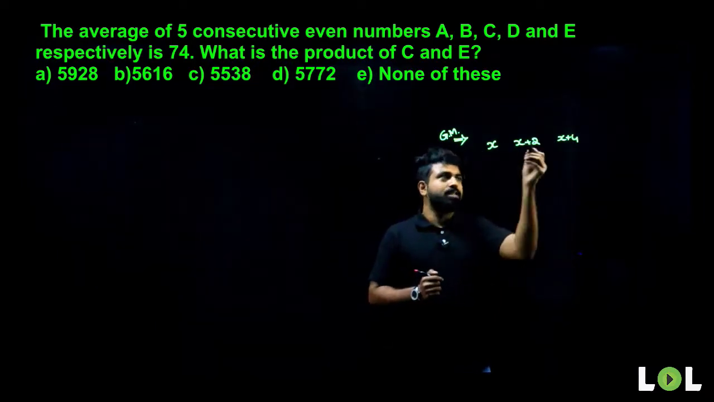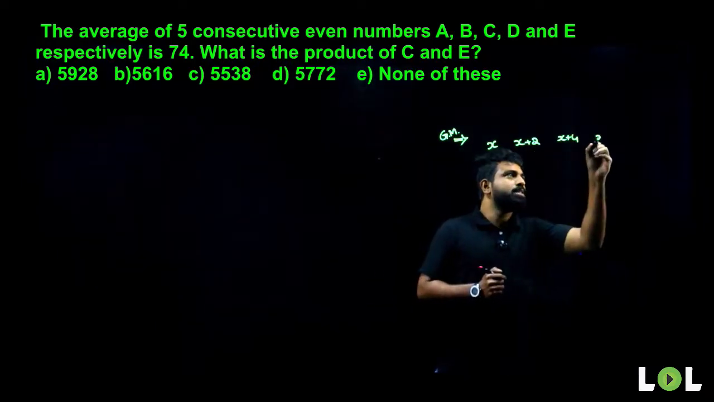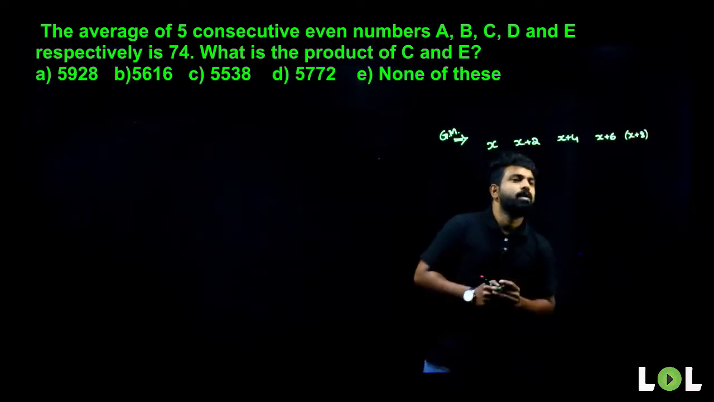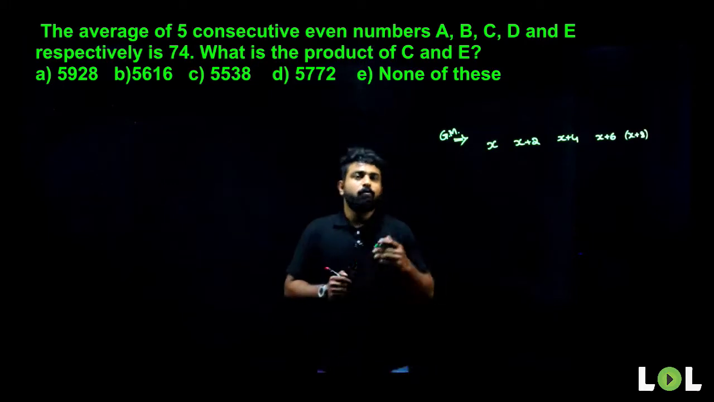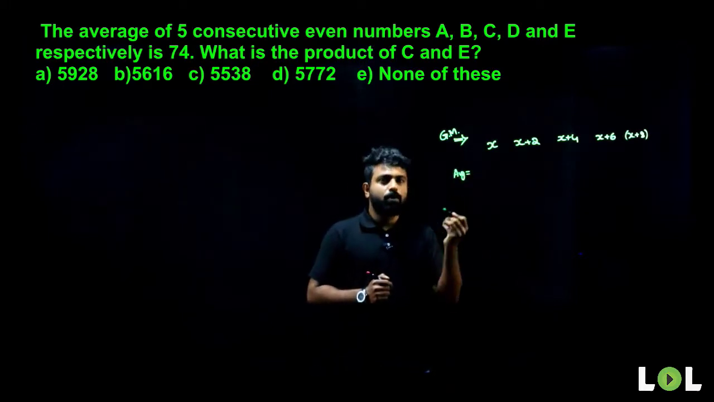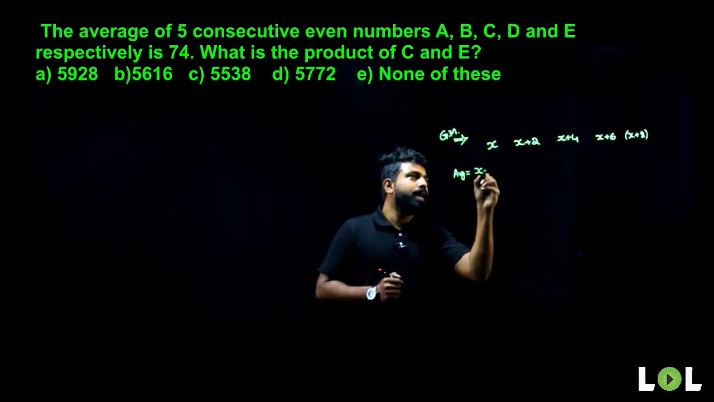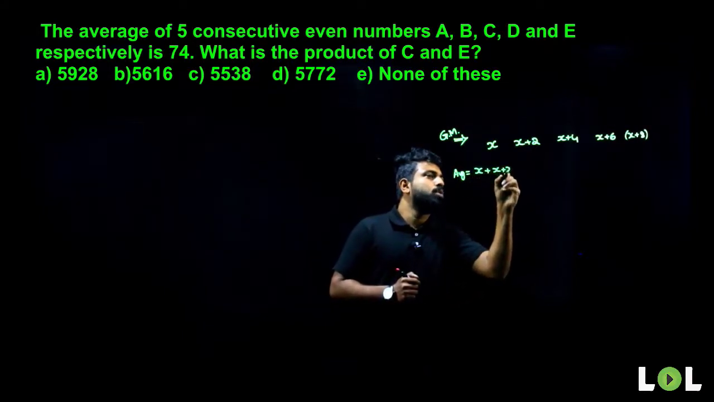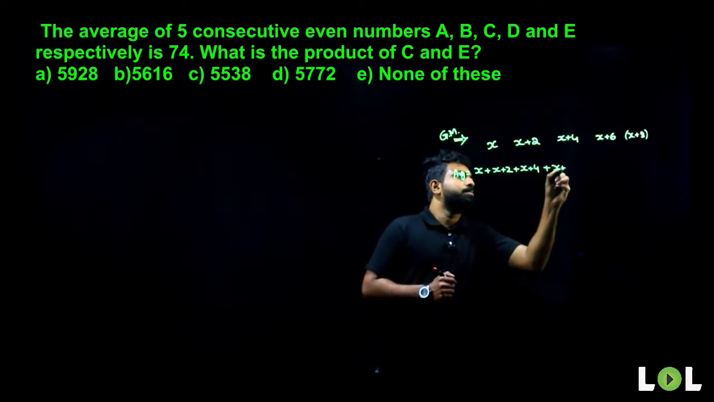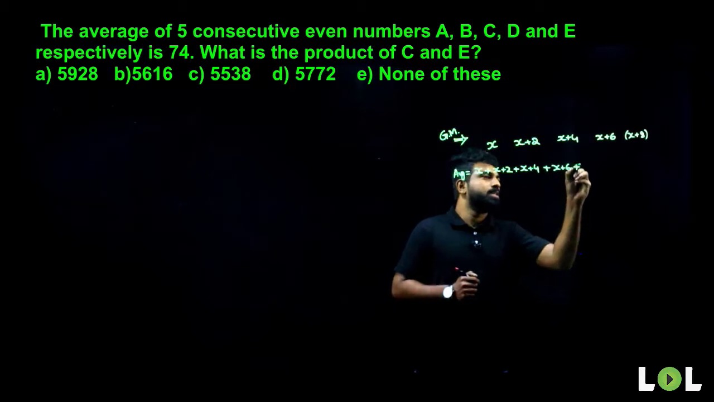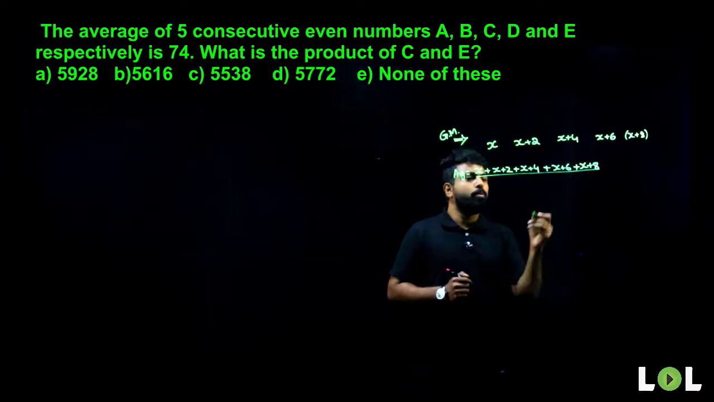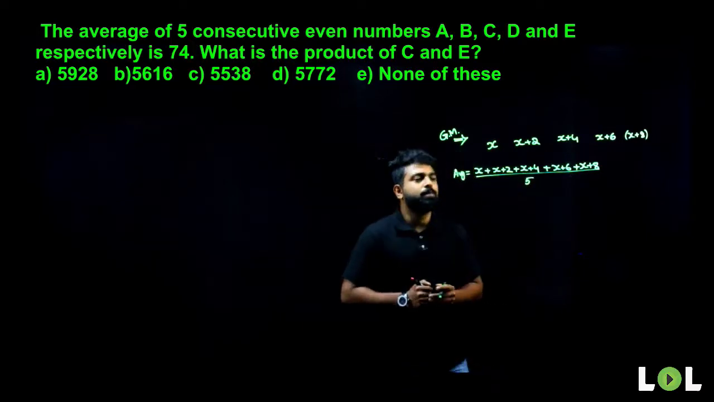And finally, these are 3 numbers. What will be my final 2 numbers? x plus 6 and x plus 8. Now, according to the formula, what is average? Average is equal to the sum of all observations divided by the number of observations. So what do we have here? x plus 2 plus x plus 4 plus x plus 6 plus x plus 8, the whole divided by how many terms do we have? How many observations? We have 5 different observations here.